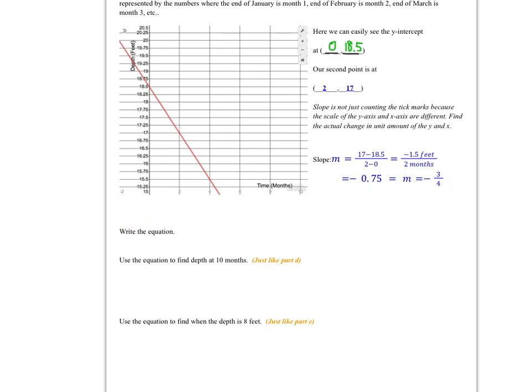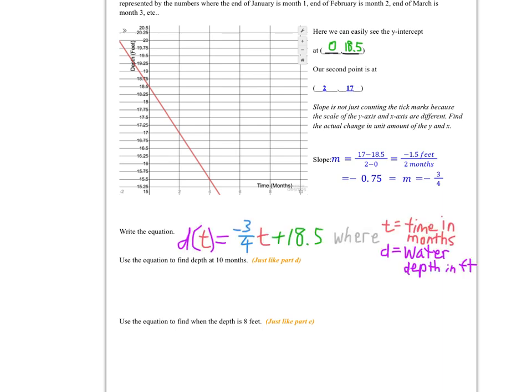Let's write our equation. Use that equation to find our depth at 10 months, and then use our equation to find the depth of 8 feet. When does that happen? Why don't you take a moment and try to solve that. Pause the video, answer those questions. Should be comfortable doing this by now. This is what you have to be able to do in general. Otherwise, we're going to have this.